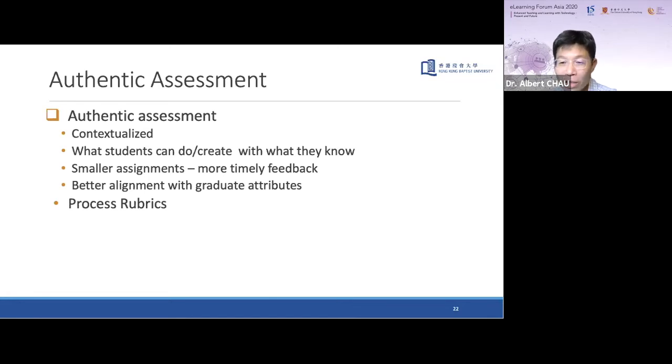That is the liberal arts ethos, okay? Smaller assignments so that there will be more timely feedback. These days, when I was a student, we submitted an essay in the first week of the semester. It was only towards the end of the semester that we heard from the professor of the grade. I don't think we can do that, okay? So if we interact with them in classwork or in smaller projects like essays, fun projects, we give them timely feedback. Better alignment with the graduate attributes.